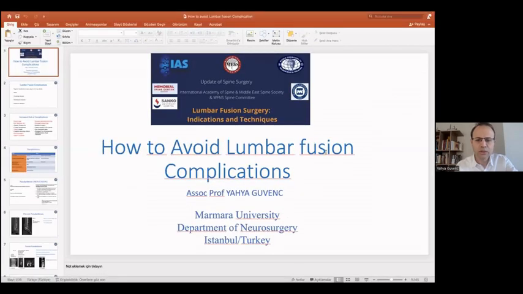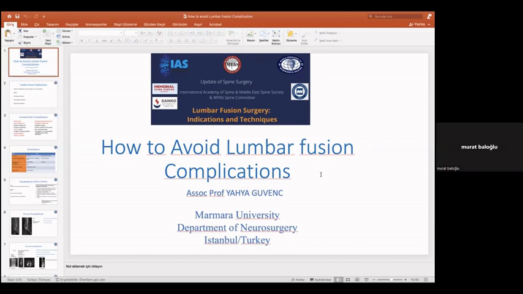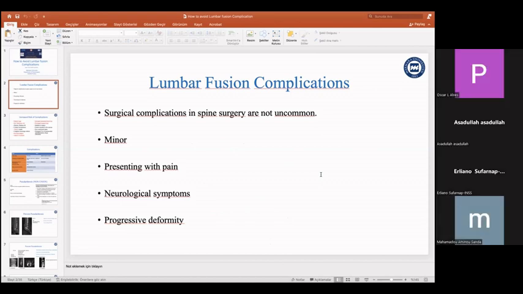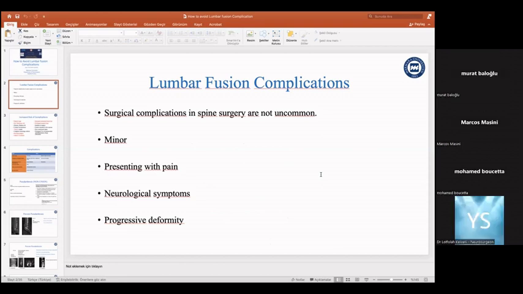Dear colleagues, hi everyone. I am going to tell you how to avoid lumbar fusion complications. Lumbar fusion complications are not common. We see them sometimes, and sometimes correcting them is very difficult. So the most important thing is to prevent complications.